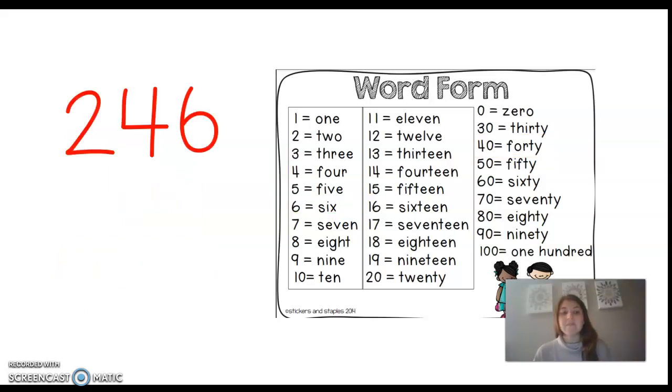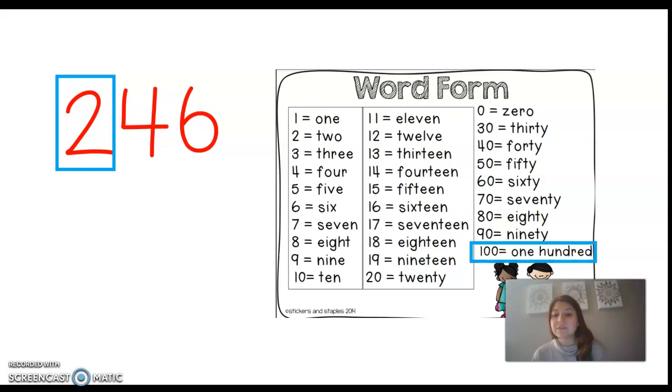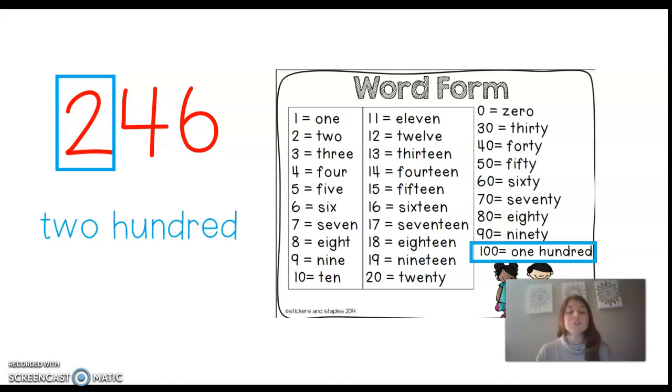But we've been doing a lot of 3-digit numbers too. When we have 3-digit numbers, we're going to start with our hundreds. We have 2 hundreds. Now we're going to look at our word form paper and we're going to find our 100. That's going to help us write 200.